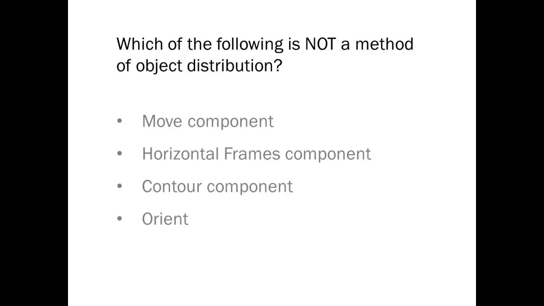Who said no? Move does, right? Because how does move distribute objects? If you have more than one input, then it's going to distribute multiple outputs. So move is a valid distribution. And in fact, I could say that if I move one thing, I'm actually distributing one thing, right? Okay, is horizontal frames a method of object distribution?